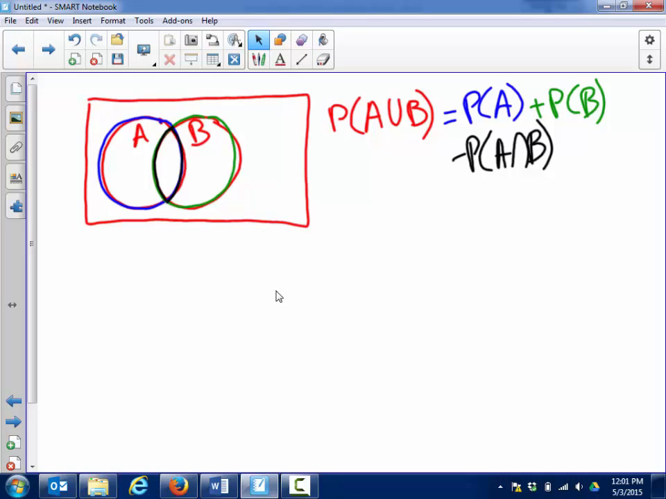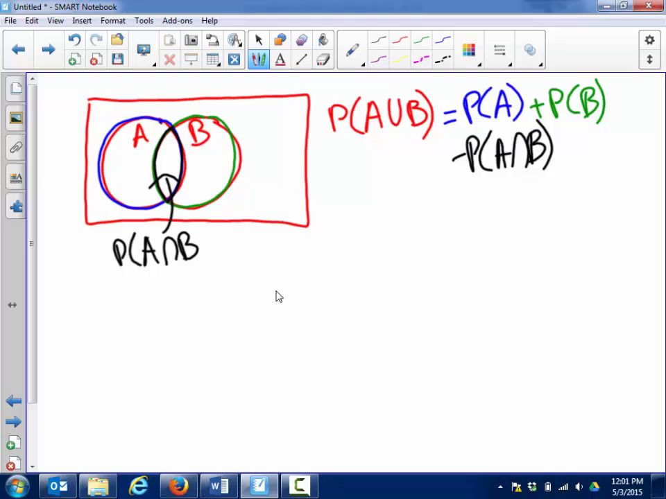Now, notice if these 2 events are mutually exclusive or disjoint, meaning that there is no intersection right here, the probability of A and B is equal to 0. You wouldn't really need this piece if A and B are disjoint. But this right here will allow you to find the probability of A or B given any 2 events, regardless of whether or not they're mutually exclusive or if they can both occur, meaning that the probability of A and B was greater than 0.